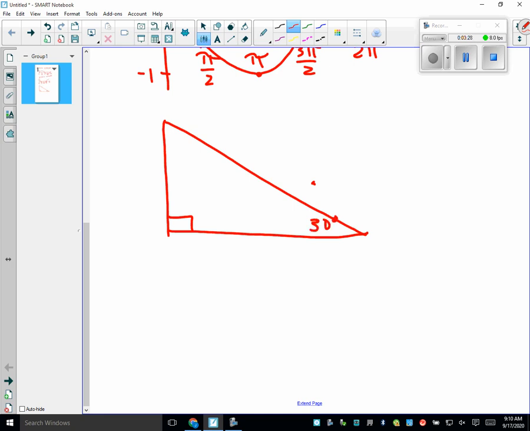What is that in radians? Pi over 6. What's my other angle? And what is it? And what are my sides?